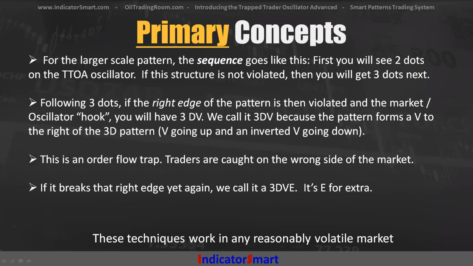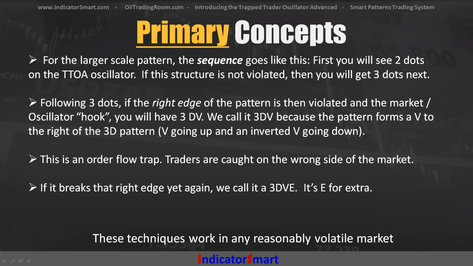For the larger scale pattern, the 3-dot patterns that we're talking about, the sequence goes like this. First, you're going to see 2 dots. And they're going to be higher or lower dots. And if you've got 2 higher dots or 2 lower dots, then the next thing you're going to look for is another higher or lower dot. So if the 2-dot structure is not violated, then you're going to get 3 dots next. We'll look at a whole bunch of examples in a few minutes.